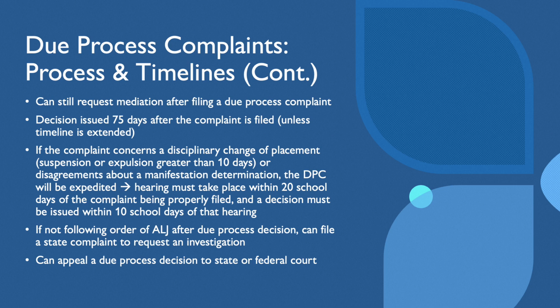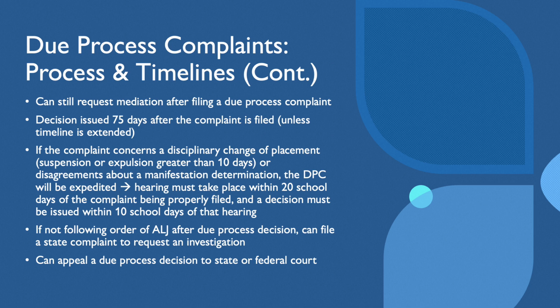Either side can request mediation after filing a due process complaint, and that process would follow the practices and guidelines laid out previously. A decision will be issued 75 days after the complaint is filed, unless the timeline is extended. If the complaint concerns a disciplinary change of placement, which is a removal from school that is greater than 10 days for a code of conduct violation, or disagreements about manifestation determination, the hearing will be expedited. In these situations, a hearing must take place within 20 school days of the complaint being properly filed, and a decision must be issued within 10 school days of that hearing.